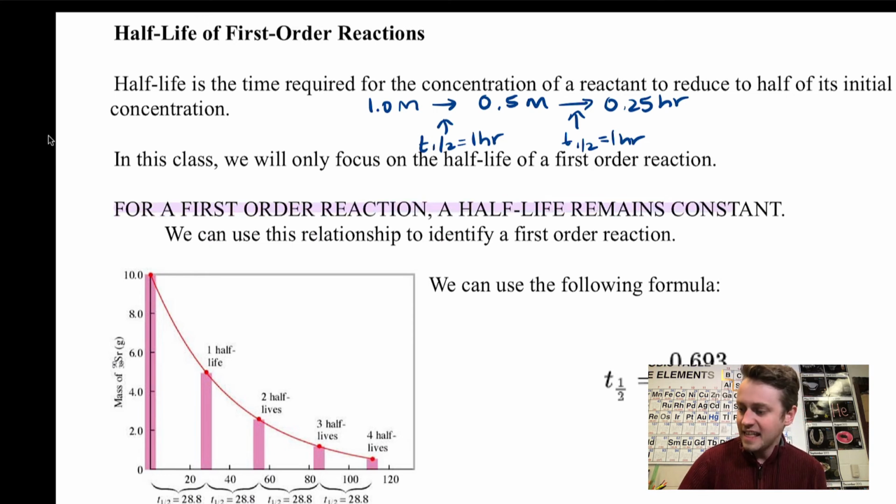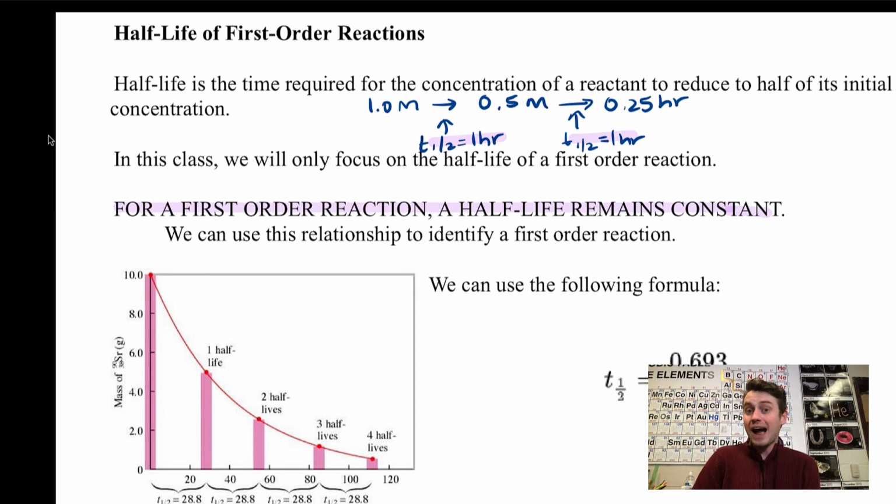One of the big important things, and you can see here that I put it in all caps, is that for a first order reaction, the half-life is going to remain constant, meaning that after it is halved, it's going to take that same amount of time to be halved again. So you'll see that the half-life is staying at 1 hour. That is not true for a zero-order reaction and not true for a second-order reaction. So that's something that you definitely want to look at.